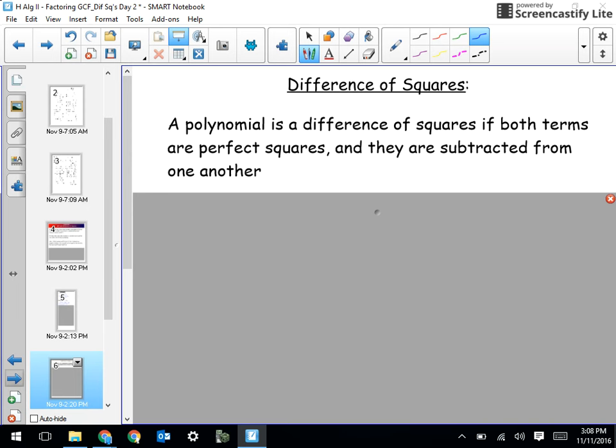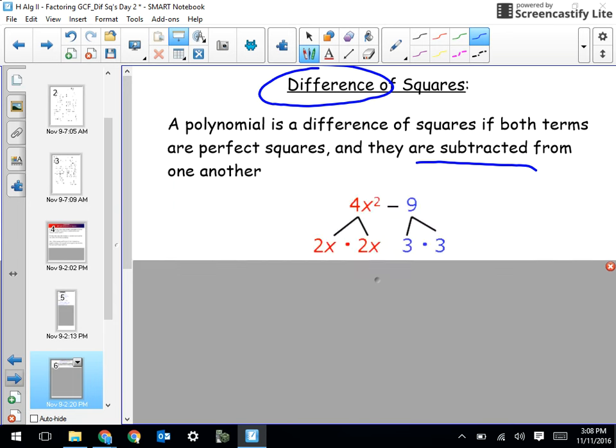A difference of squares is a polynomial where both terms are perfect squares. Perfect squares are 4, 16, 9, 25, 36. I could keep going forever and ever, right? Two numbers that multiply together. And they must be subtracted from one another. That is extremely important because of the word difference. This is not a sum of squares. This is a difference of squares.